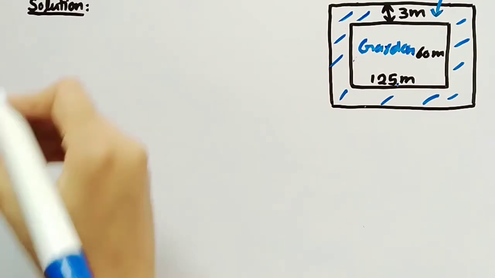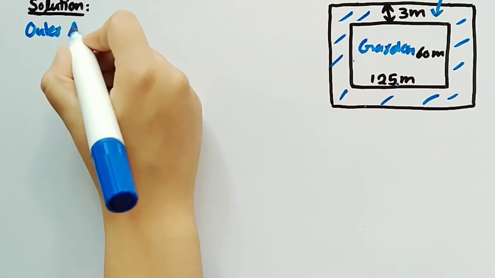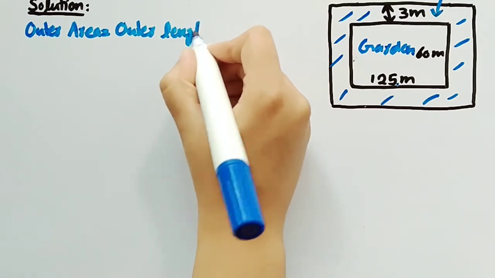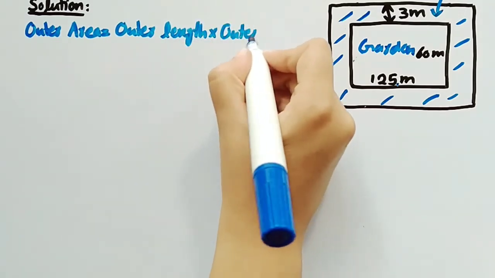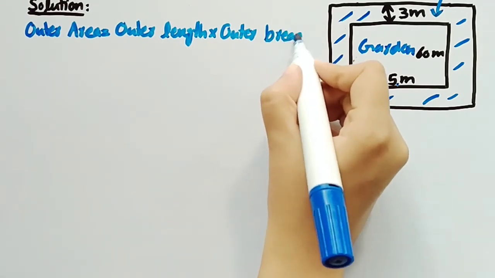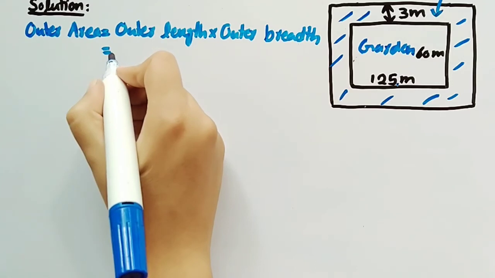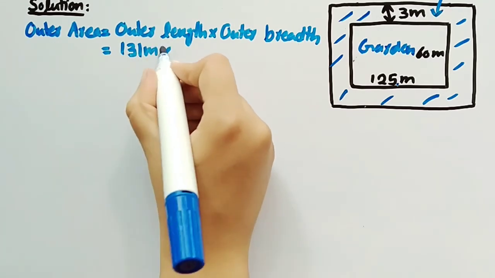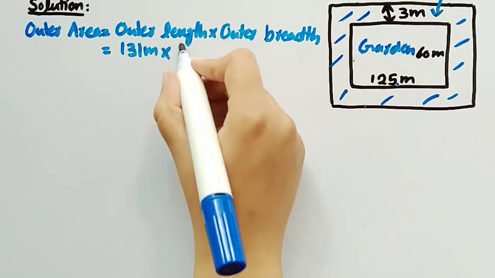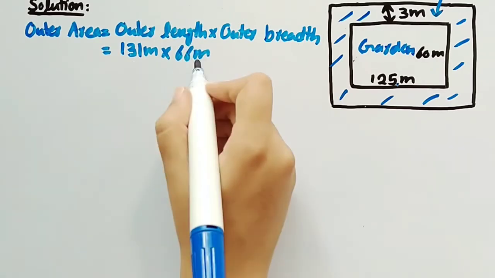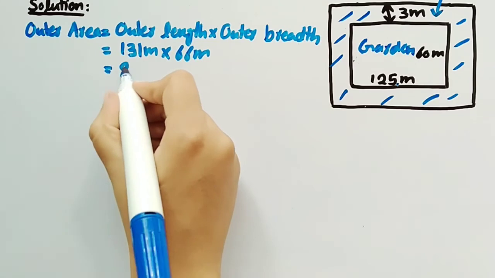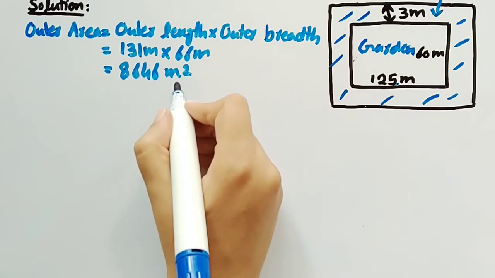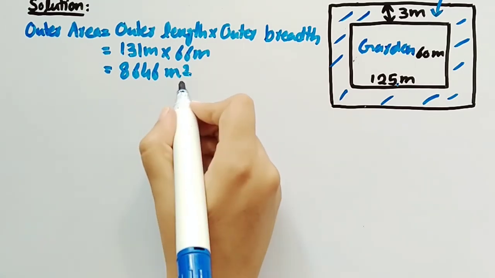Now we will find outer area, which is equal to outer length multiplied by outer breadth. Now we will substitute the values. Outer length is 131 meter multiplied by outer breadth is 66 meter. Multiplying these two, we get 8646 meters square. So outer area is equal to 8646 meters square.